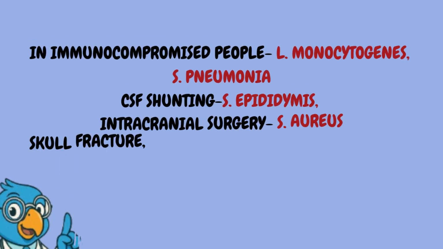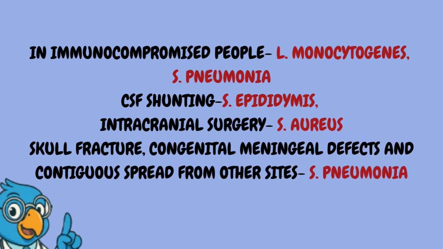Now, certain risk factors can hint at the etiology of meningitis. In immunocompromised individuals, the most likely cause is L. monocytogenes or Streptococcus pneumoniae. In those with CSF shunting, it is Staphylococcus epidermidis. For those with intracranial surgery recently, Staphylococcus aureus is the most likely cause. And for those with skull fracture, congenital meningeal defects, and contiguous spread from other sites, Streptococcus pneumoniae is the most common cause.